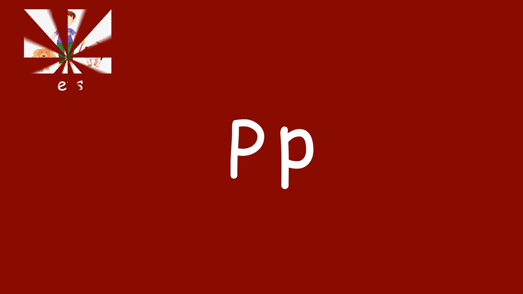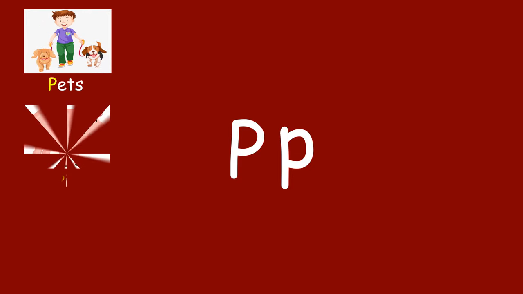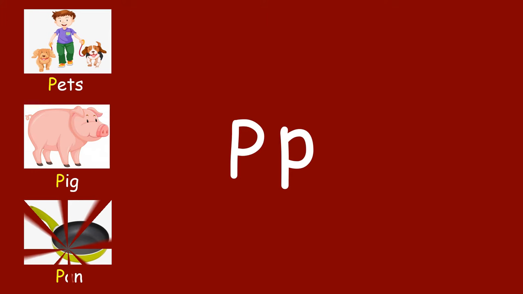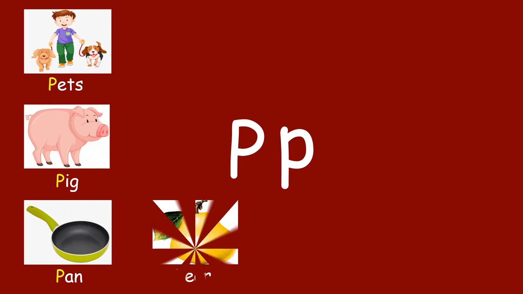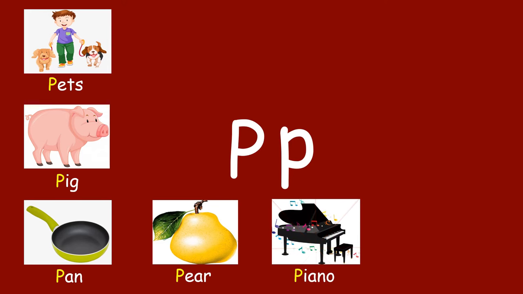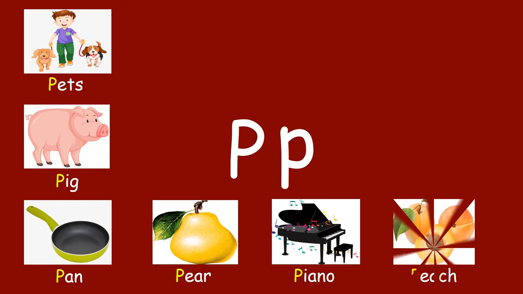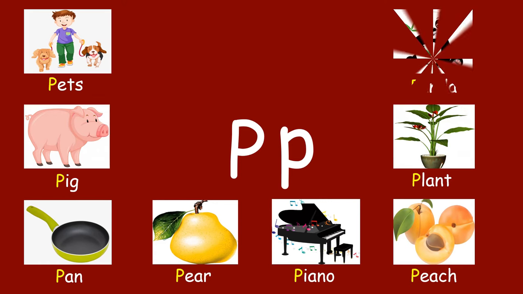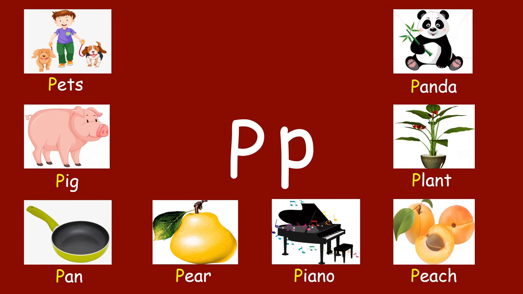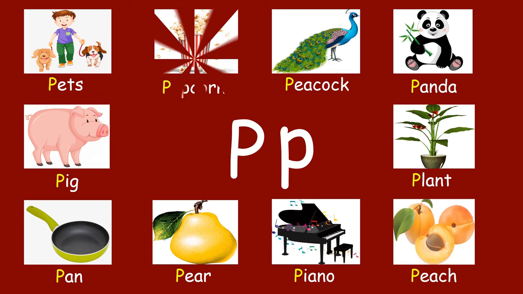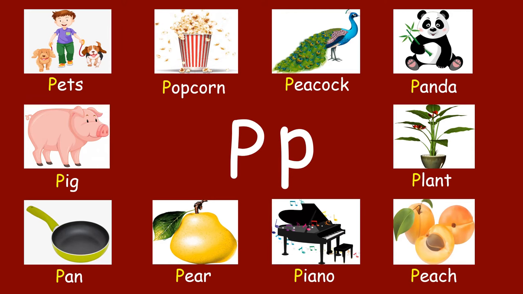The next letter is P. Sound of this letter is P, P. Pets, pig, pan, pear, piano, peach, plant, panda, peacock, popcorn.